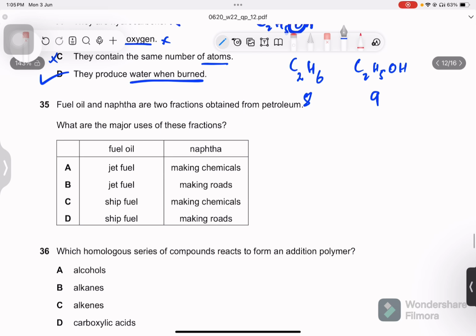Fuel oil and naphtha are two fractions obtained from petroleum. You should remember all the uses of the different fractions of crude oil. What are the major uses of these fractions? Jet fuel for fuel oil. Is fuel oil used for jet fuel? No. Jet fuel is kerosene, not fuel oil. Fuel oil is used as a ship fuel, and naphtha is the feedstock for the chemical industry. Okay, so option C is correct.